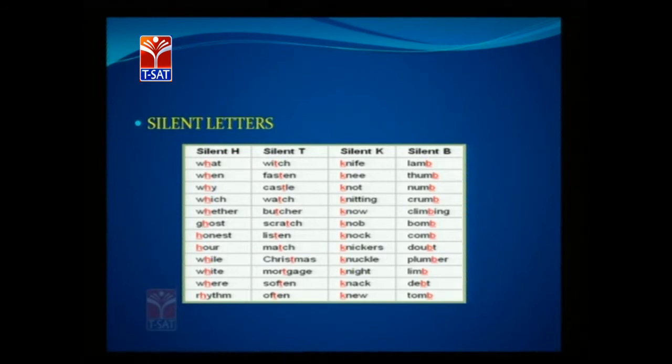The silent H group, the silent T group, the silent K group, as in knife, knee, knot, knitting, know, knob, knock, knickers, knuckle, and the last group, silent B, as in lamb. It's not "lam-b" but "lam", "thum" instead of "thum-b", "num", "crum", "climbing" not "climb-bing", "bom" instead of "bom-b", "com" instead of "com-b". Okay, see, there are a lot of words like this which affect the child's pronunciation.